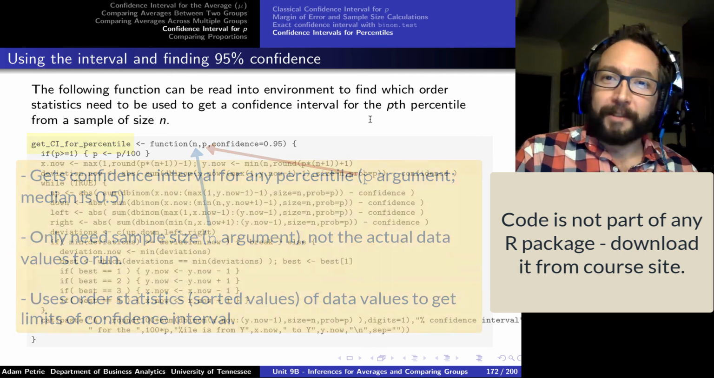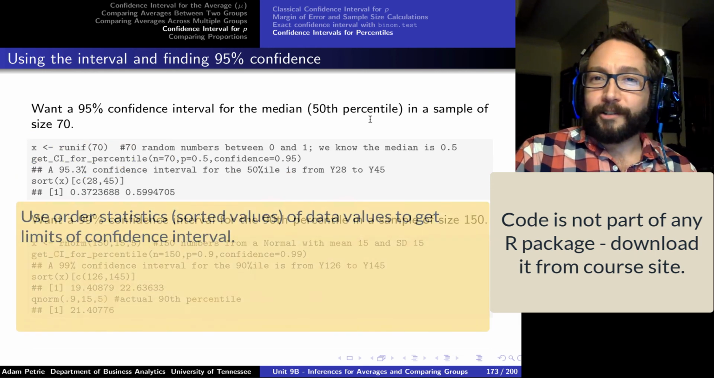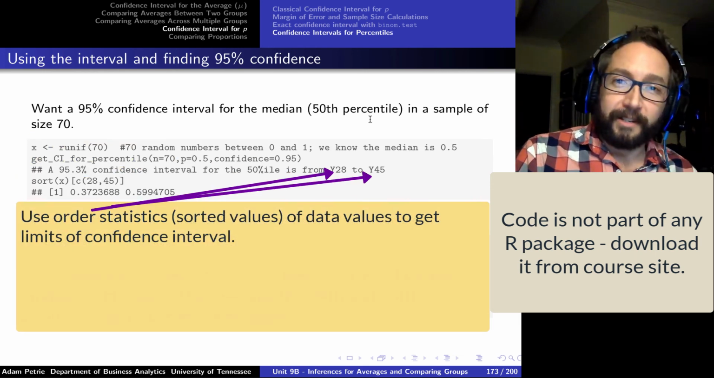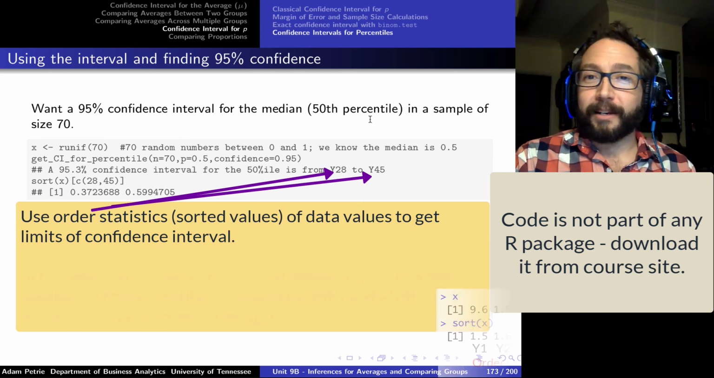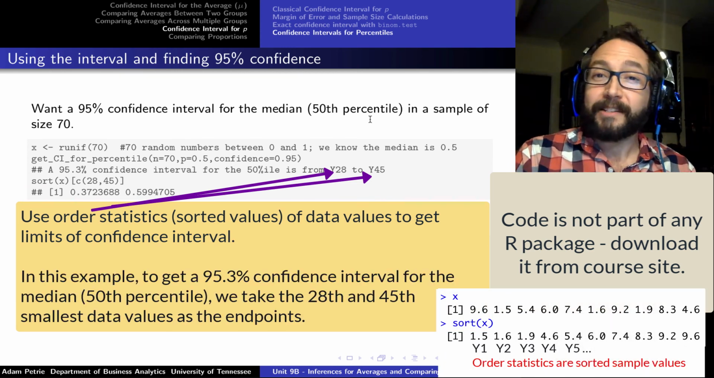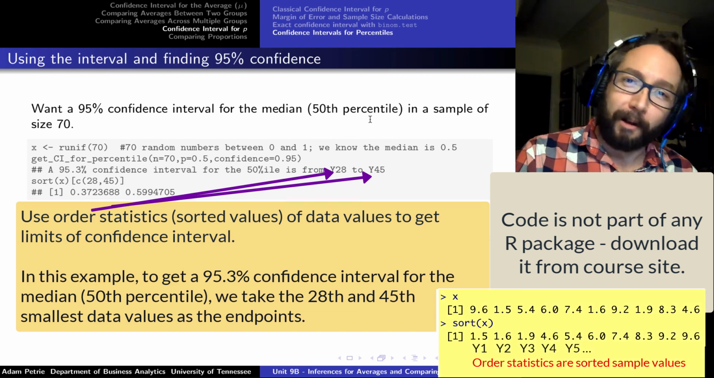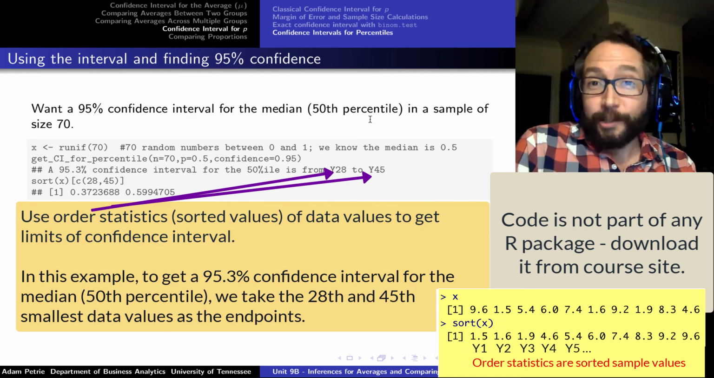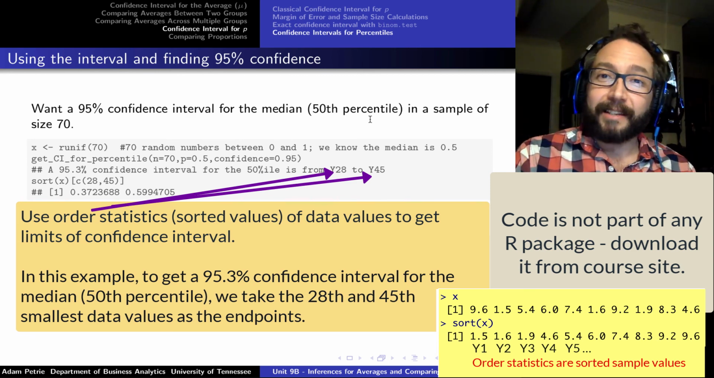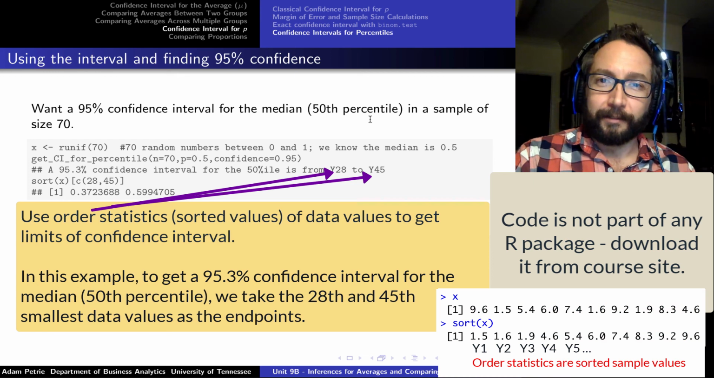Now, the output of the function gives you something in terms of the sample's order statistics. It turns out that the best way to come up with a confidence interval for a percentile is to look at the order statistics of your random sample. So sorting those values from smallest up to largest, and then using two of those values in that list as the lower and upper endpoints of the confidence interval.